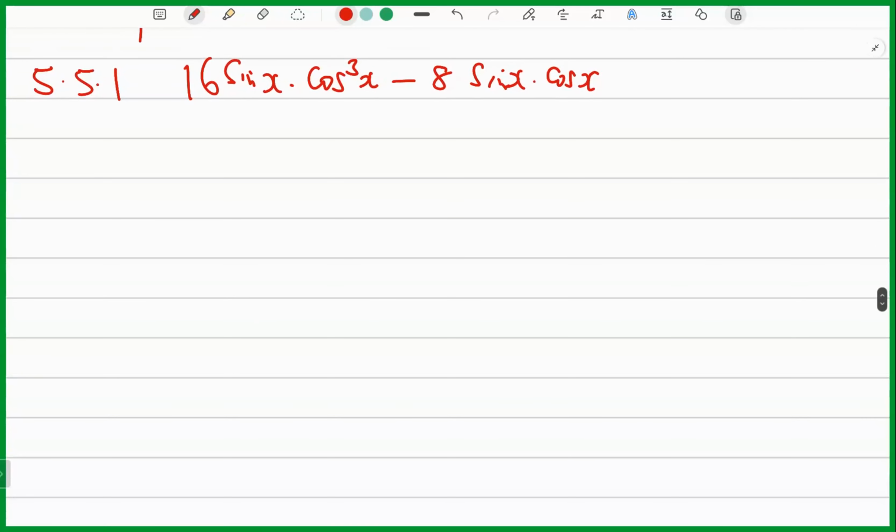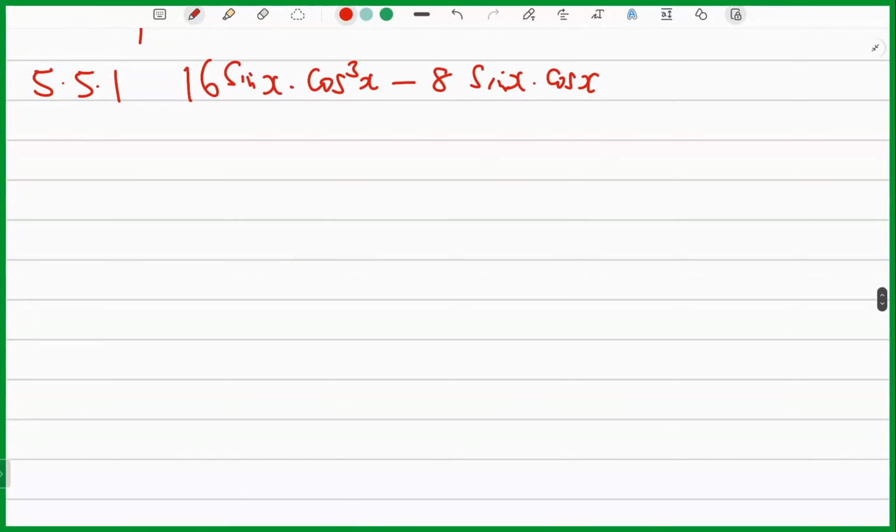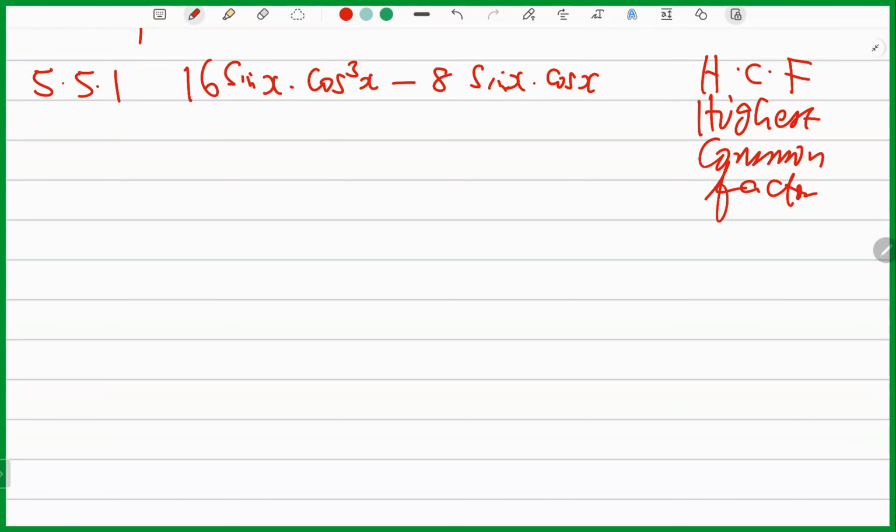We want to make this a single trigonometric ratio of x. How to make these just one thing? Okay, it looks very messy, and we need to go back to grade 9 and remember what they taught us in grade 9. In grade 9, they taught us the highest common factor. So we need to factorize here by taking out the highest common factor.